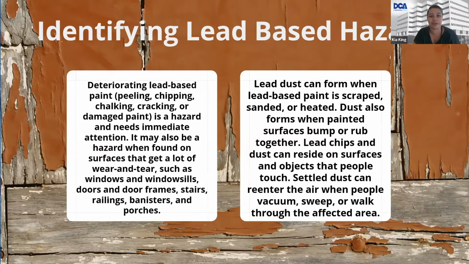Also important to note that lead dust can form when lead-based paint is scraped, sanded, or heated, right? So dust also forms when paint surfaces bump or rub together. Lead chips and dust can reside on surfaces and objects that people touch, right? As we go back to that example of the toddler, touching a surface that has that lead dust. The settled dust can re-enter the air when people vacuum, sweep, or walk through an affected area. So it's important to keep in mind, it's not simply about the paint consideration only, it could also be about the dust that can be generated from that lead-based paint.